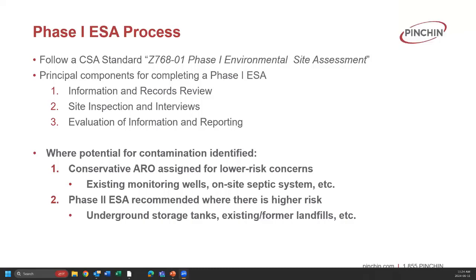However, if there is a higher risk activity at the property, we would recommend a Phase Two ESA. So things we would consider higher risk would be underground storage tanks, former or existing landfills, a lot of waste generation on the property, etc.